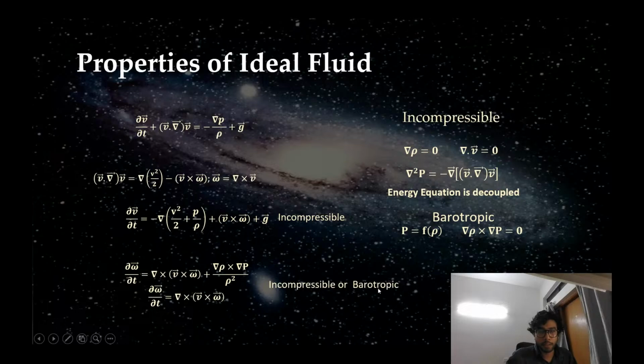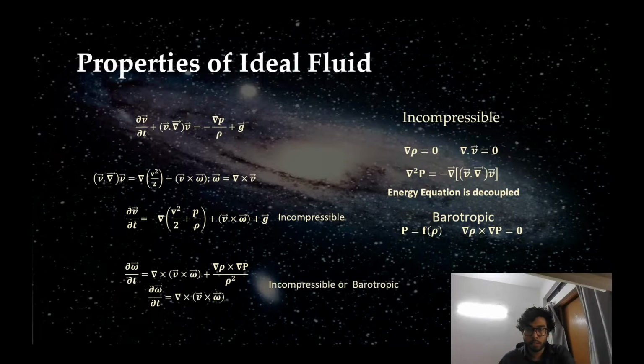Another condition is the barotropic condition, which is basically this thing, that pressure is a function of rho, right? So then also this term will become 0. I will come to why this becomes 0 if we assume the barotropic condition. Let's see why it becomes zero first.